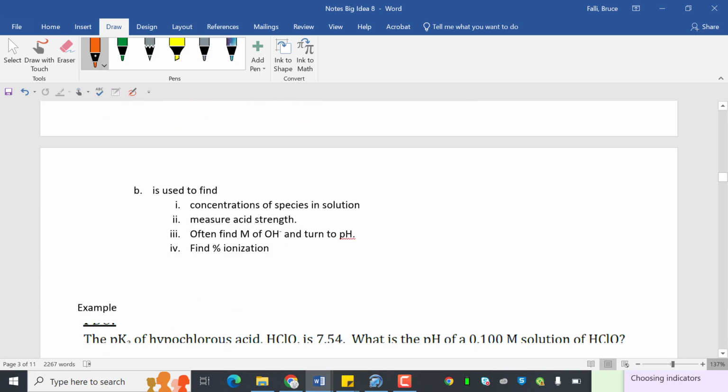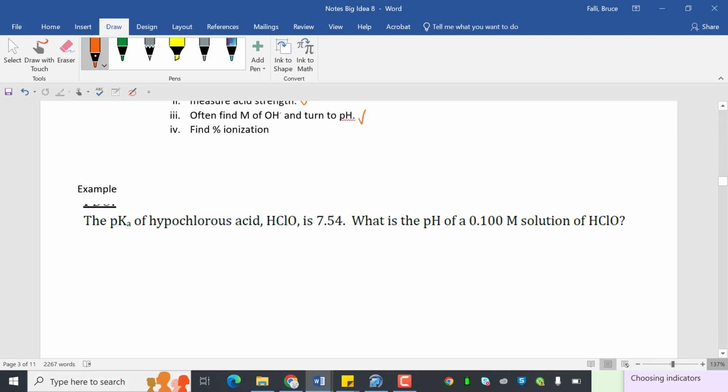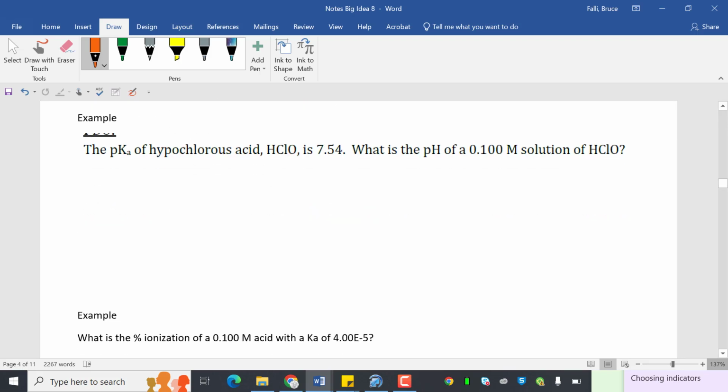Kb is used to find concentration of things in solution, measure acid strength, find the molarity of hydroxide to turn into pH. Could be pOH, probably not. Find the percent ionization. So let's start churning through this dude right here.